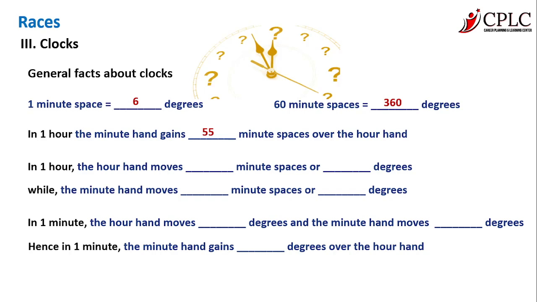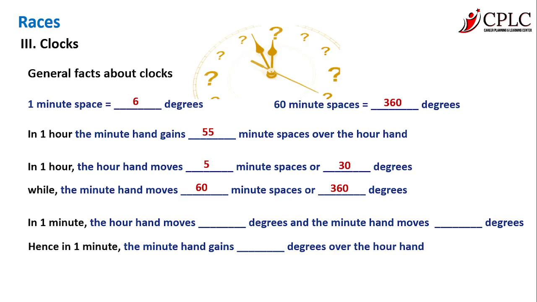So obviously the minute hand covers 55 minutes more compared to the hour hand. How many minutes does the minute hand gain over the hour hand? The hour hand covers only 5 minutes per hour, whereas the minute hand covers 60 minutes per hour. So the minute hand does 55 minutes more compared to the hour hand. Then the next one: in 1 hour, the hour hand moves dash minute spaces. Obviously in 1 hour, the hour hand moves 5 minute spaces, which is 30 degrees. And in 1 hour, the minute hand moves 60 minute spaces, which is 360 degrees.